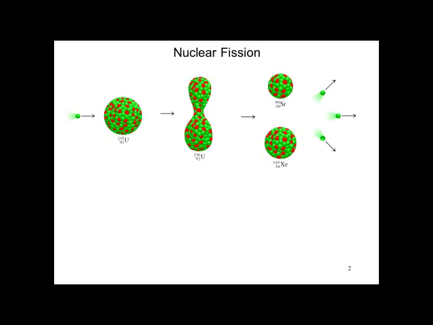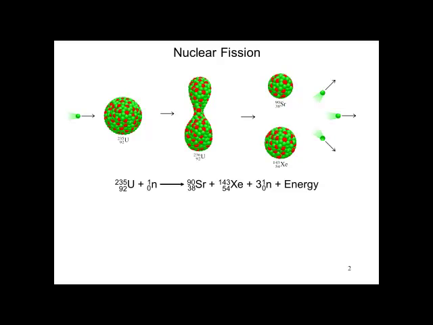This graphic shows how a neutron bombarding a U-235 nucleus causes a chain reaction where strontium-90 and xenon-143 are generated, and they also generate more neutrons.